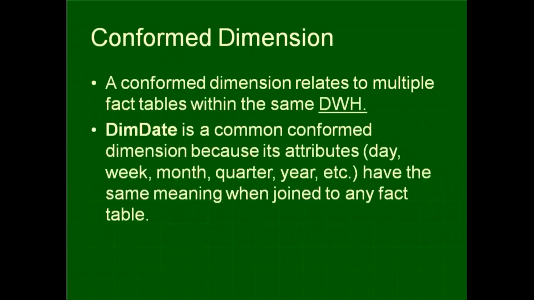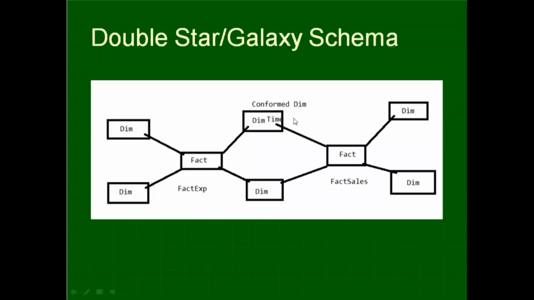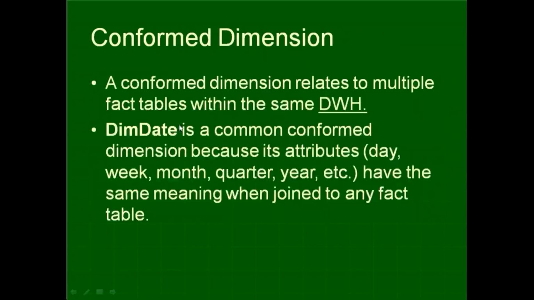A conformed dimension relates to multiple fact tables within the same data warehouse. Dim date is a common conformed dimension because its attributes day, week, month, quarter, year have the same meaning when they join to any fact table. A conformed dimension relates to multiple fact tables. If you don't have multiple fact tables, a conformed dimension is not going to come.